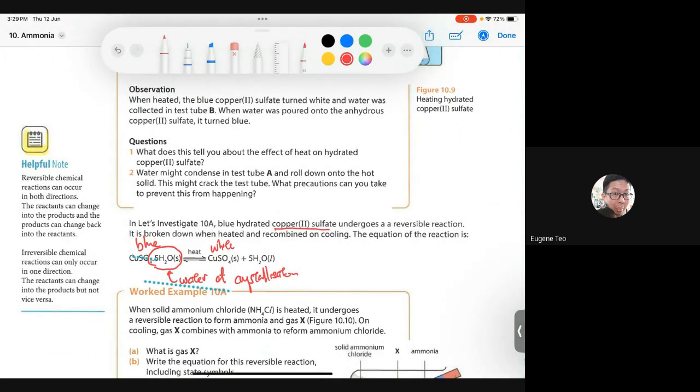So you realize, oh, you mean your copper(II) sulfate can change color? Yeah, it can change color with the water of crystallization. So this itself is a reversible reaction. Okay. Any questions so far for this one? Thumbs up if okay.